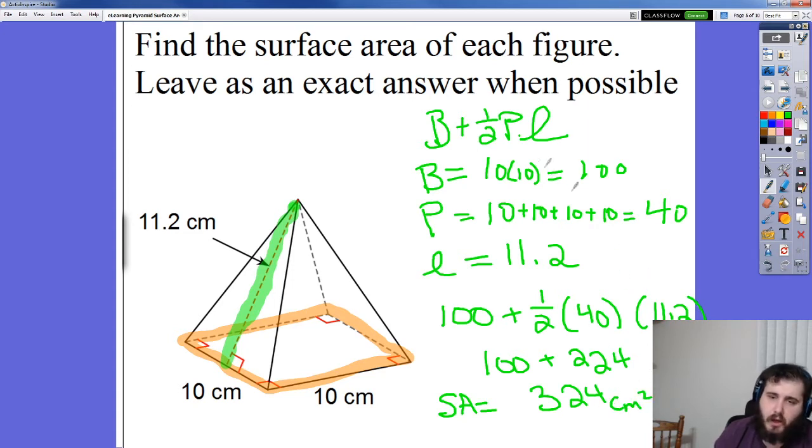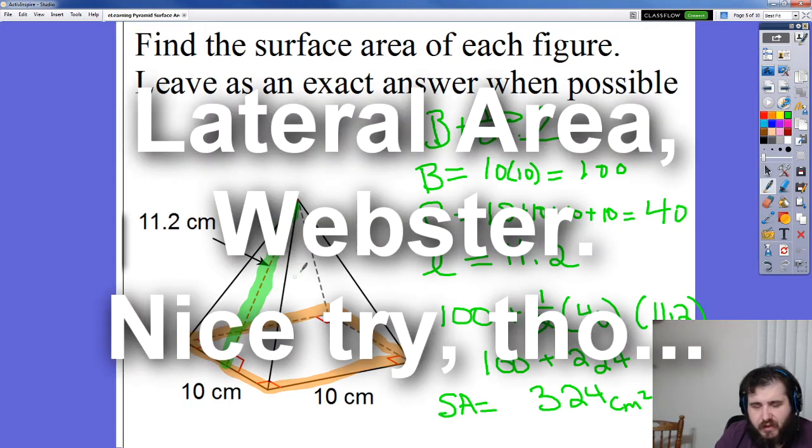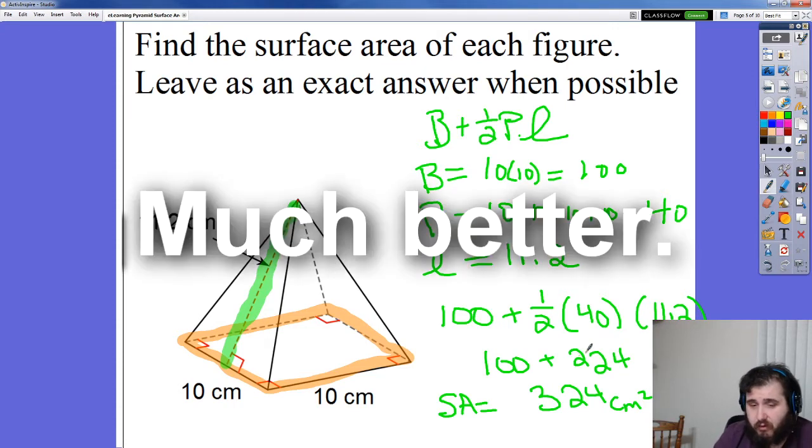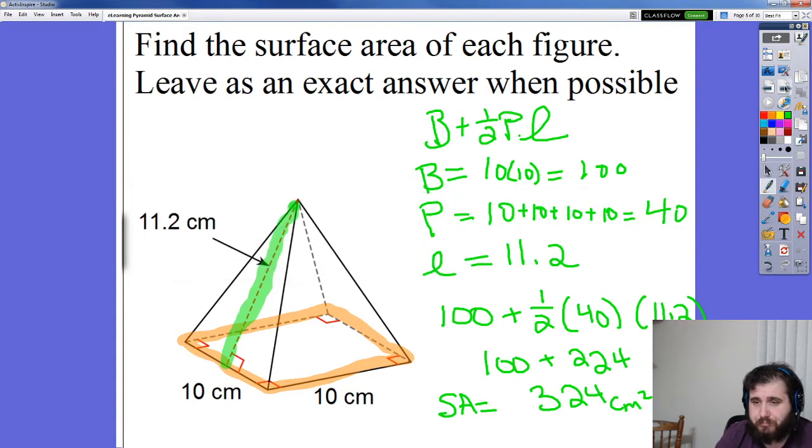And once again, sometimes they're going to want just the lateral area. That's just the triangle pieces. That's just the 1/2 PL. So that's just going to be 1/2 times 40 times 11.2, the 224. So you can ignore the base part and just put the 224 here if they want the lateral area. If they want the whole surface area, you got to add all of them together though.